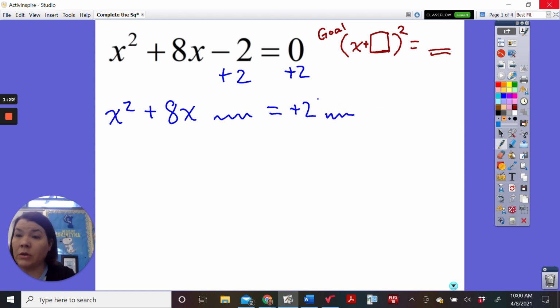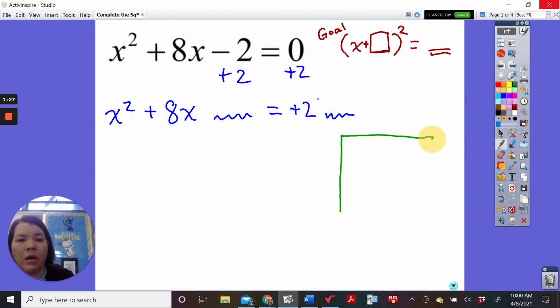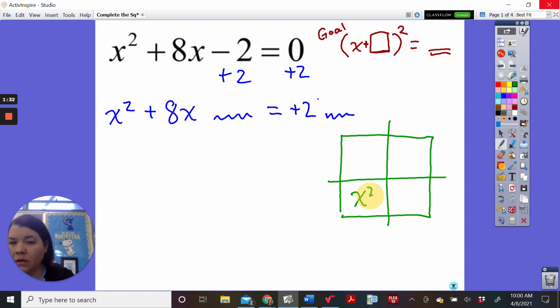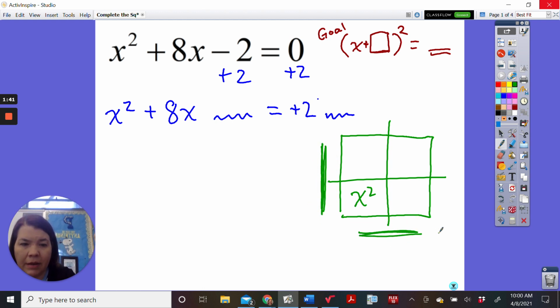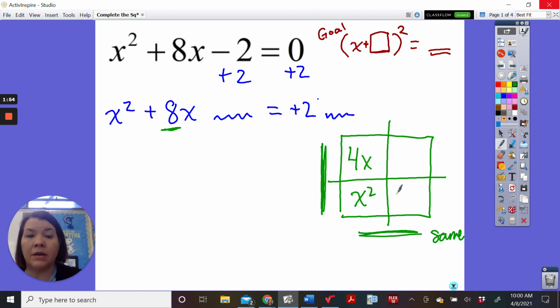Now we're going to jump to kind of a pictorial of thoughts on this. So let's say I have my box, and I know that x squared goes here because that's what we've been doing all year. And so we're trying to force this, which means these 2 edges have to be the same. So how will I do that? And so what I can do is I can split these 8 x's into 2 equal groups. And that will give me 4 x's here and 4 x's here. Then they are equal to one another.